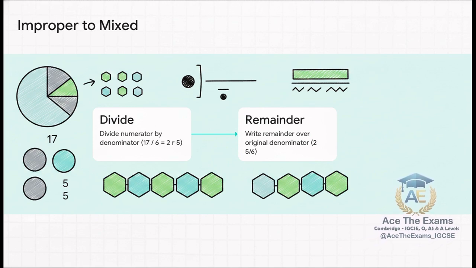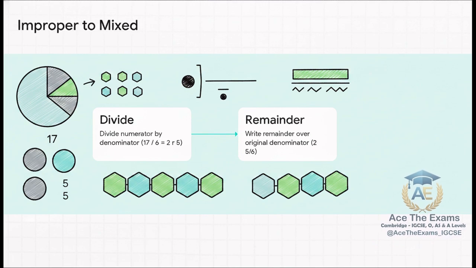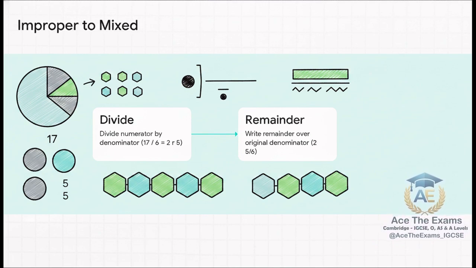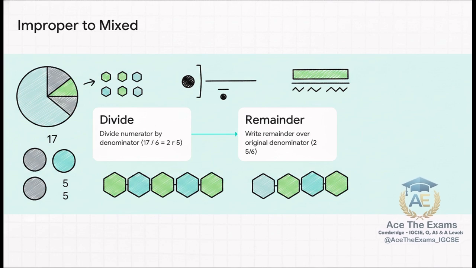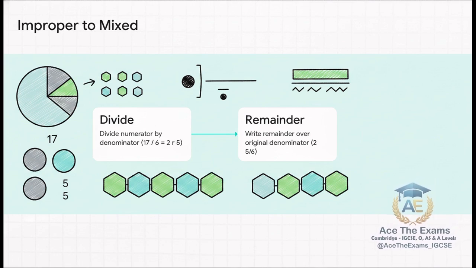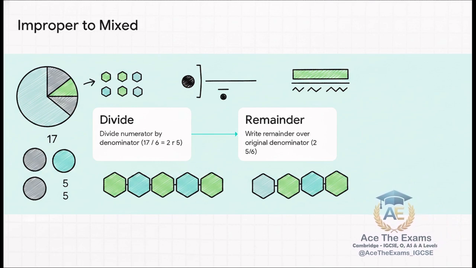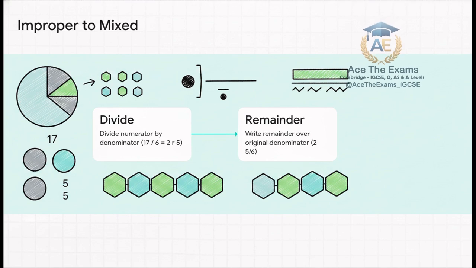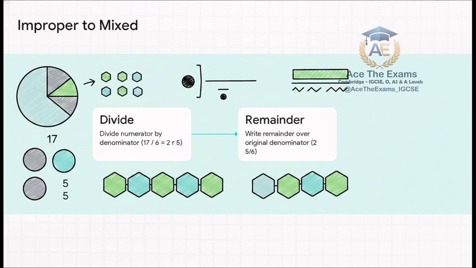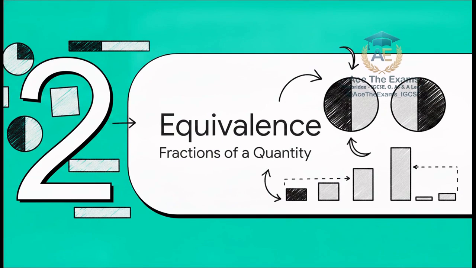Now step 2 is where we format our answer. You take that whole number 2 and you literally just place it right next to the remainder 5, which you write over the original denominator 6, giving us 2 and 5/6. Now the textbook gives us a really crucial note here. Did you catch it? The denominator of the mixed number stays exactly the same as the denominator of the improper fraction. It's still a story about sixths. Moving right along to Section 2, fractions of a quantity and equivalence.